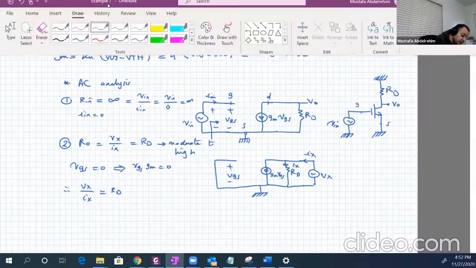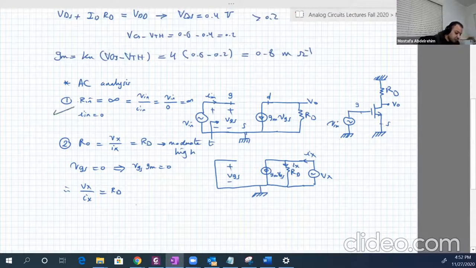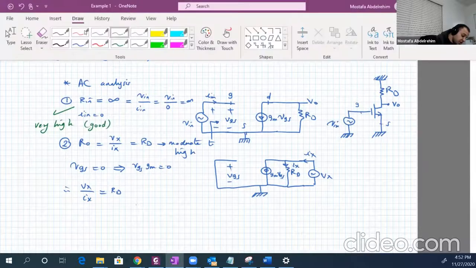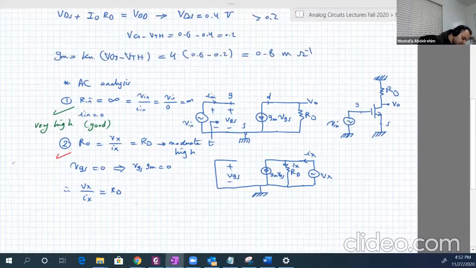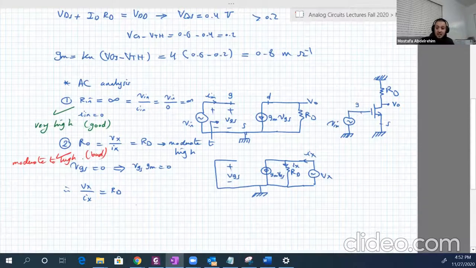So till this moment, this is an advantage because it's very high, which is good. But this is not an advantage. Moderate to high, this is bad. And in here, MOSFET is similar to BJT, or common source is similar to common emitter. Both have moderate to high output resistance, which is bad.